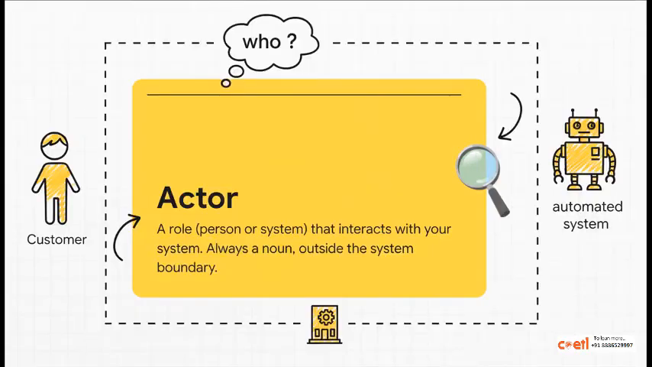Next, we have the actor. This is the who. It could be a role like a customer, or it could even be another computer system that needs to talk to our solution. And here's the key thing. Actors are always drawn outside that system boundary box. Why? Well, because we're not building the actor, right? We're building the system they interact with.